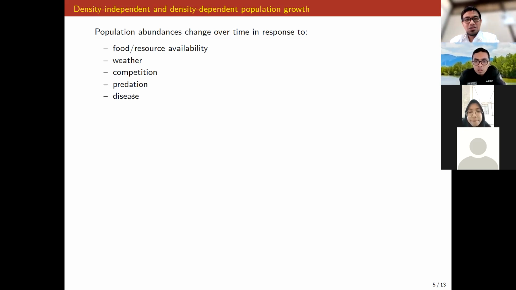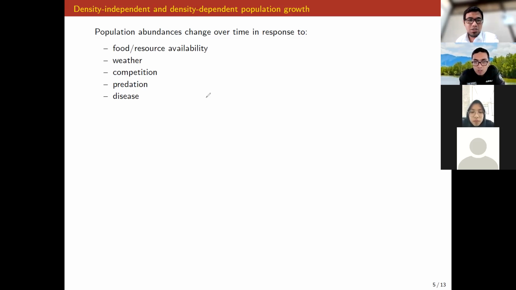For example, wolves and deer. The wolves can reduce the population of the deer. The tigers can reduce the population of some species. Or disease. Disease also can change the populations. For example, today, COVID-19, many people died because of COVID-19. Of course, that will give an effect to the population change.